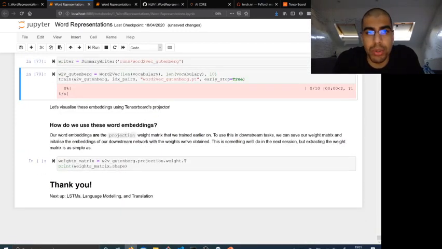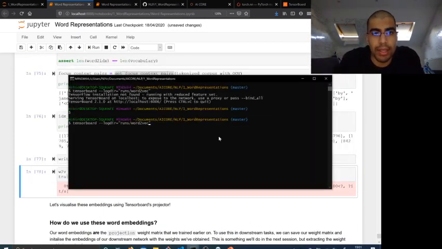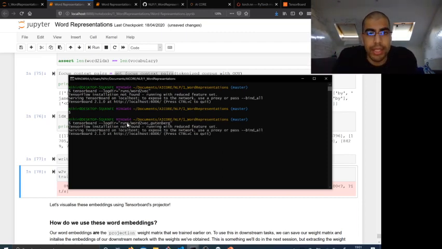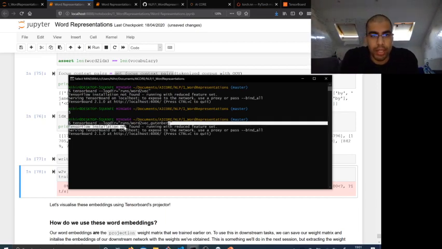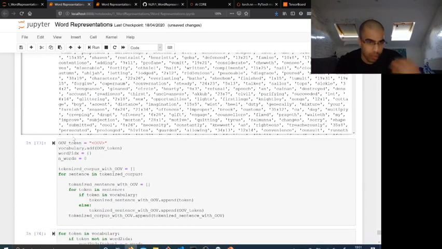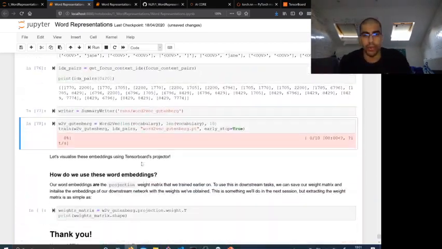Now we're going to run TensorBoard again, but instead of in the Word2Vec directory, we're going to run it in the Word2Vec Gutenberg directory. This is going to have a model which I have pre-trained using exactly the same code that we've just run through. I've just used this code, stuck it in a Python file, and trained it for 10 epochs.